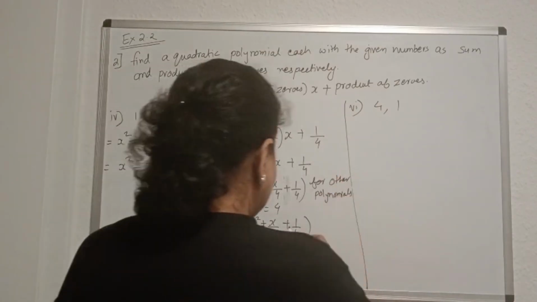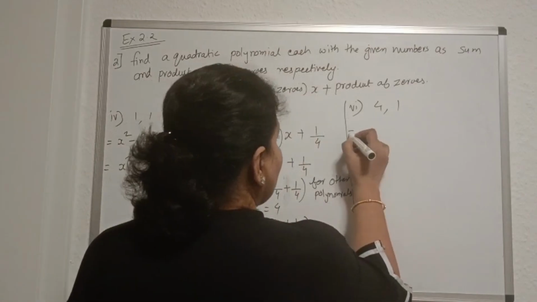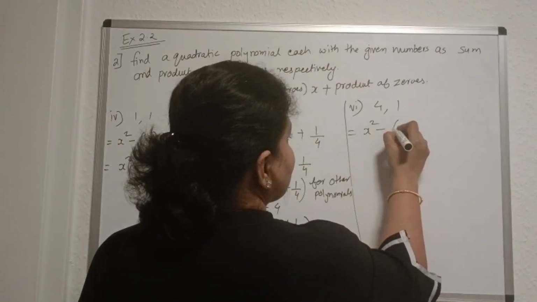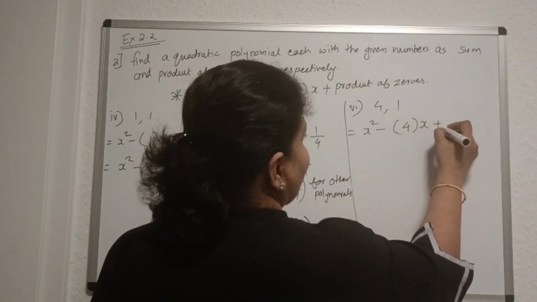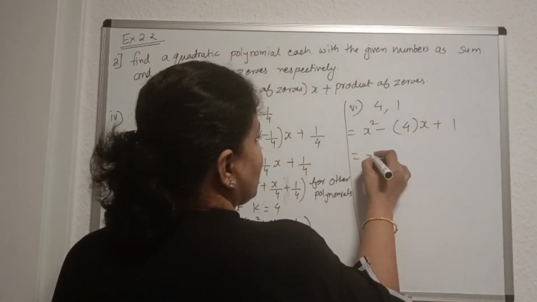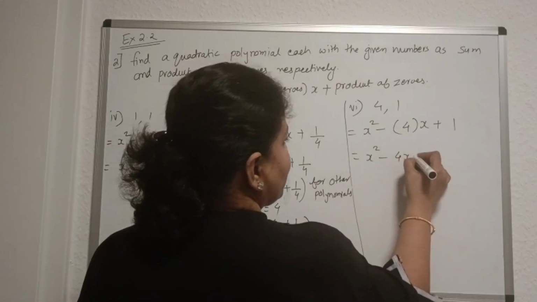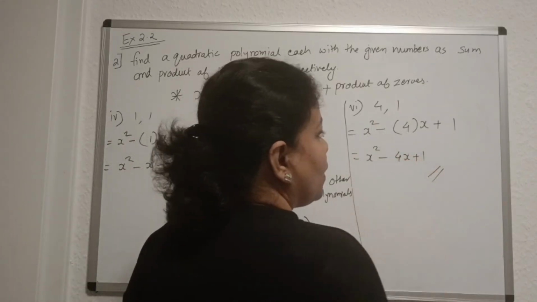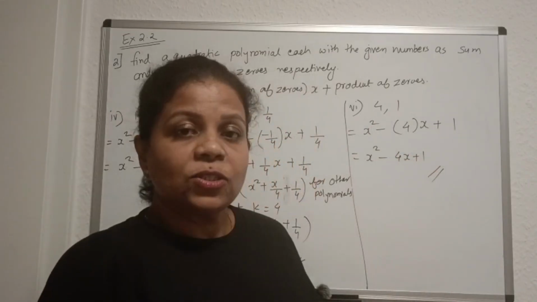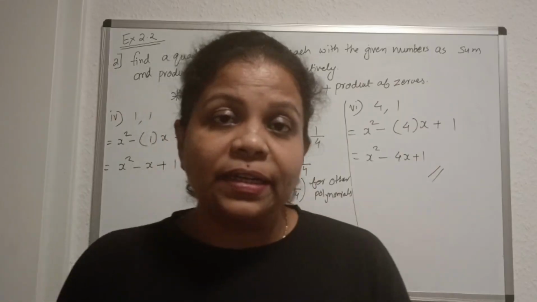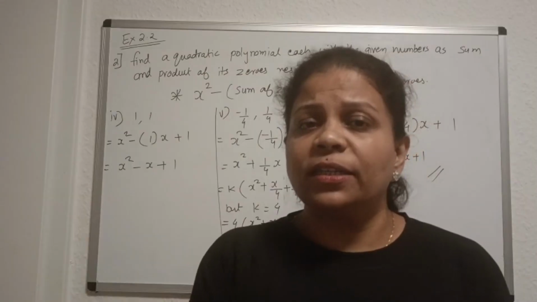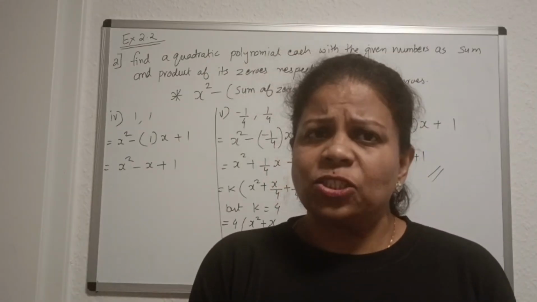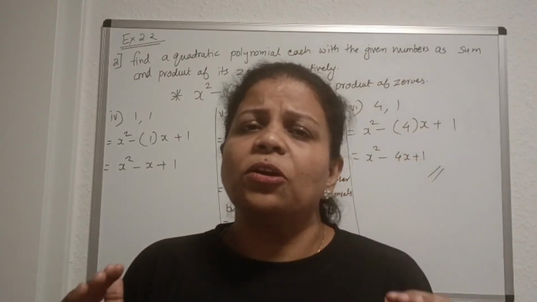Now let's go to the next one, last one, where again it is x square minus sum of the zeros, which is 4 into x, plus product of the 0 is 1. So your answer is x square minus 4x plus 1. Okay, so this is it. We have completed both the exercise of this chapter, polynomial. I hope you have understood. This is a very short and sweet chapter given in your textbook.